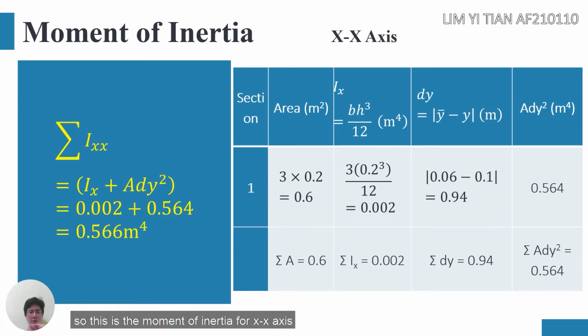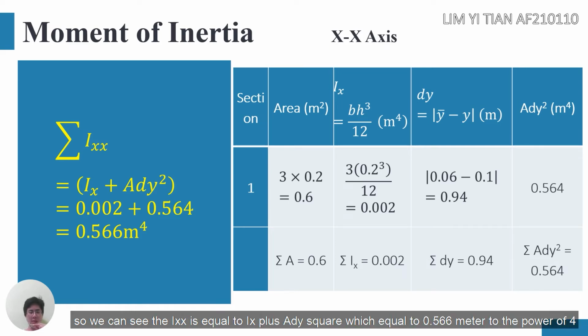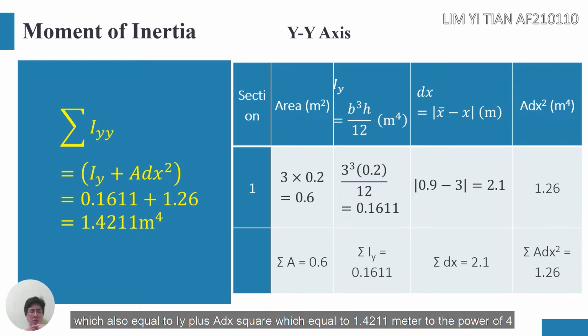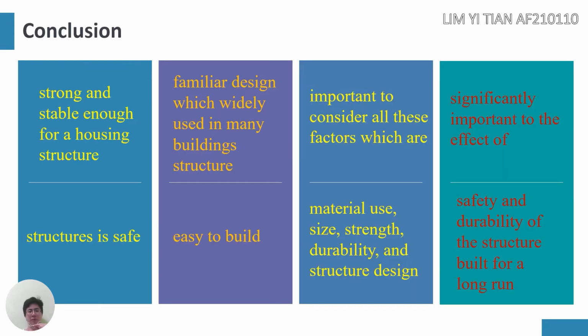So this is the moment of inertia for the x-axis. We can see Ixx is equal to Ix plus A dy squared, which is equal to 0.566 meter to the power of 4. For the moment of inertia for the y-axis, Iyy is equal to Iy plus A dx squared, which is equal to 1.4211 meter to the power of 4.